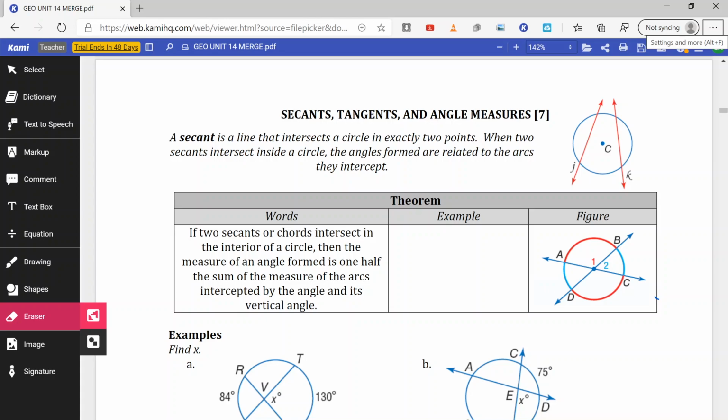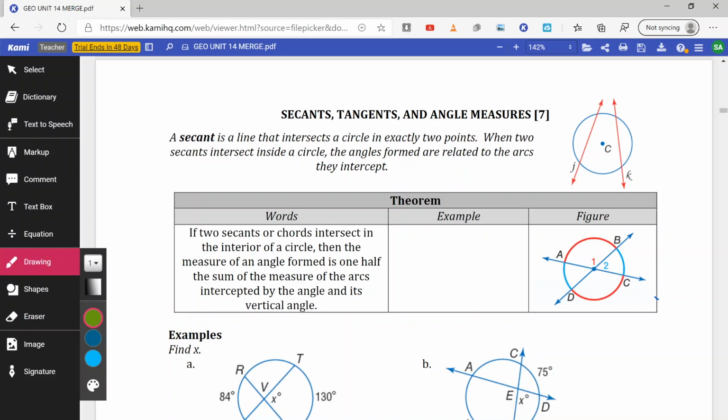A chord is a line that's kind of like a diameter, running from one end to the next, but it's within the circle and not necessarily coming through the center of the circle. So if I have two secants or chords intersecting in the interior of the circle, the angle formed is half the sum of the measures of the arcs intercepted by the angle and its vertical angle. Vertical angles are across from each other.